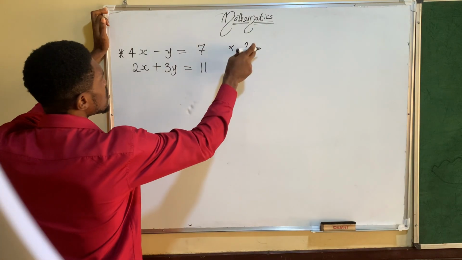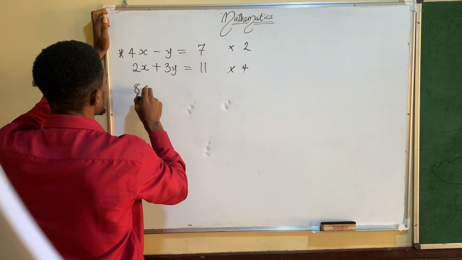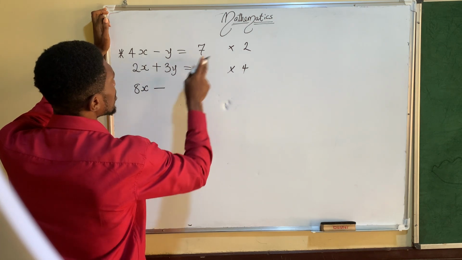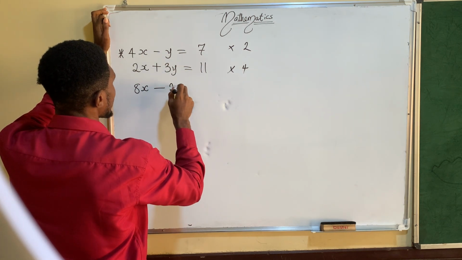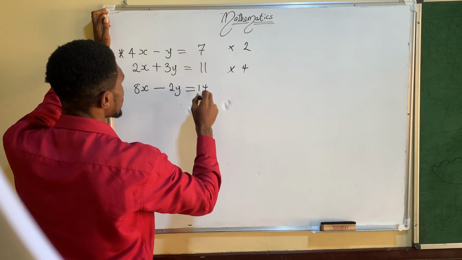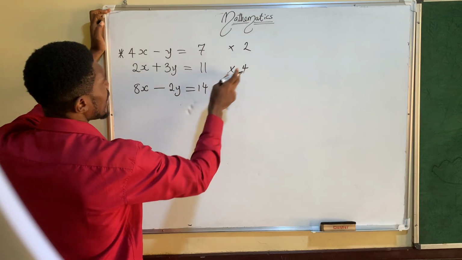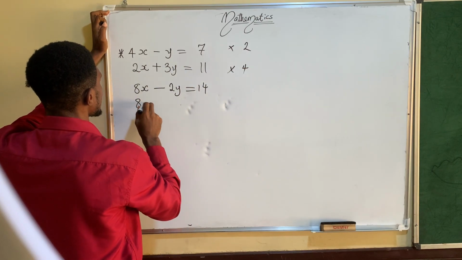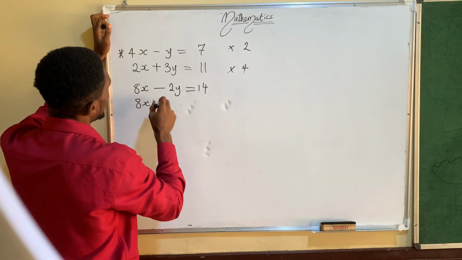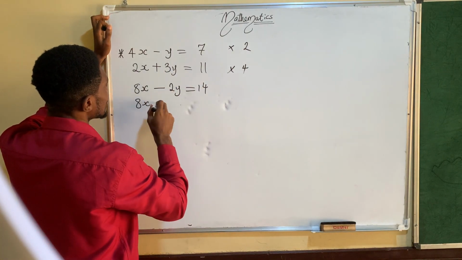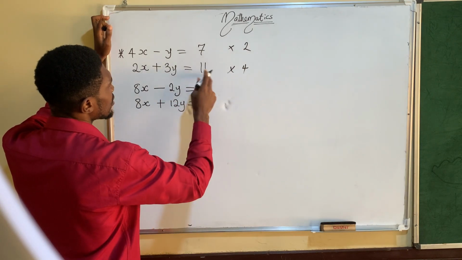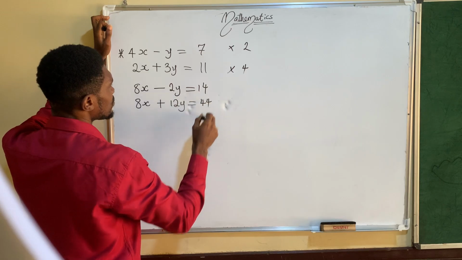So we'll have 2 times 4 is 8x minus 2 times y is 2y is equal to 2 times 7, 14. Then here 4 times 2 is 8x, so that they will be the same. Okay? Then I have 4 times 3 is 12y is equal to 4 times 11, 44.